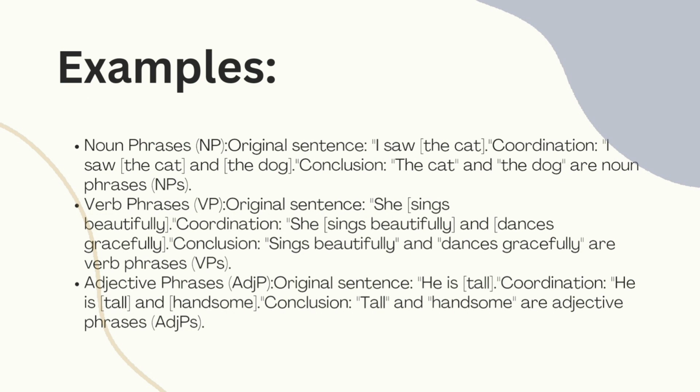Second example is a verb phrase example. She sings beautifully. The sentence is gonna change into she sings beautifully and dances gracefully. Sings beautifully and dances gracefully are verb phrases. And the third example is adjective phrase. He is tall. The coordination here is he is tall and handsome. Tall and handsome are adjective phrases.